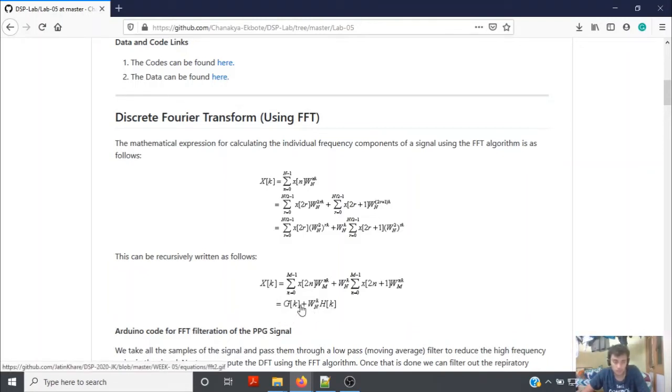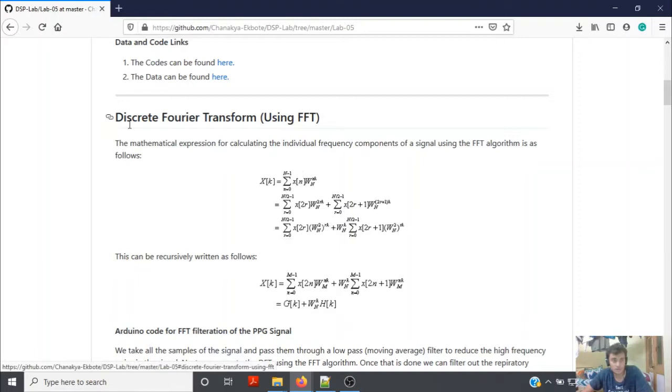Now, both this G[k] and H[k] can be further broken down into another recursive relation. An example of that can be G[k] = P[k] + W_{N/2}^k Q[k], because the length of the sequence is reduced to half, and the same thing can be done for H[k]. So as you can see, we have found a recursive relation due to which the complexity reduces, as it is just a simple divide and conquer algorithm.